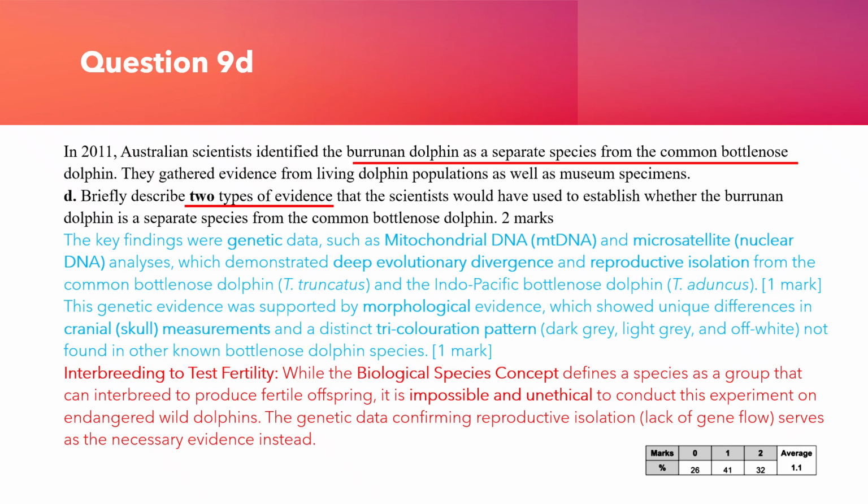Interbreeding to test fertility. While the biological species concept defines a species as a group that can interbreed to produce fertile offspring, it is impossible and unethical to conduct this experiment on endangered wild dolphins. The genetic data confirming reproductive isolation, lack of gene flow, serves as the necessary evidence instead.